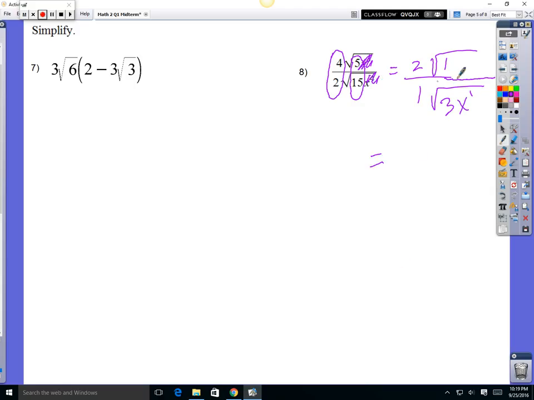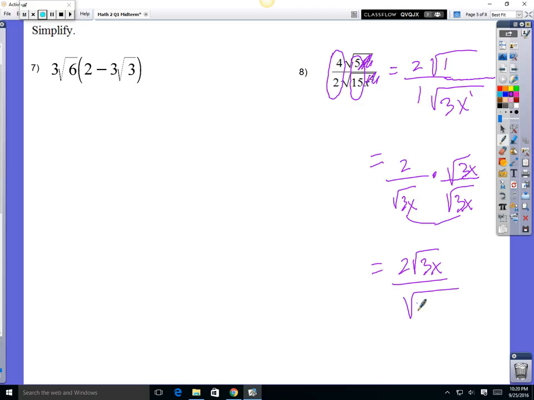Okay, now on top, square root of 1 is just 1. So here's what you got. You've got 2 over square root of 3x. And you cannot have a radical in the bottom. So I'm going to times this by 1. Your 1 is whatever this is. So square root 3x, square root 3x on top and bottom. On top, 2 times square root of 3x is going to be 2 square roots of 3x. On bottom, square root of 3x times square root of 3x is going to be 9x squared.